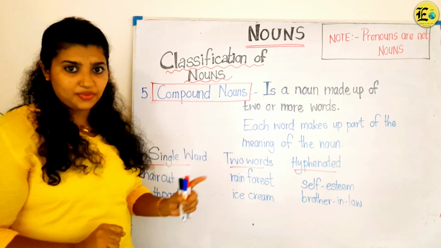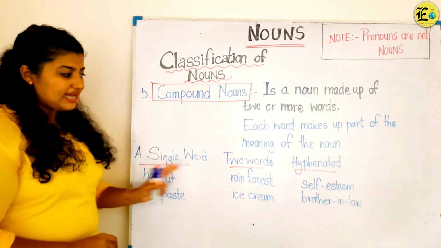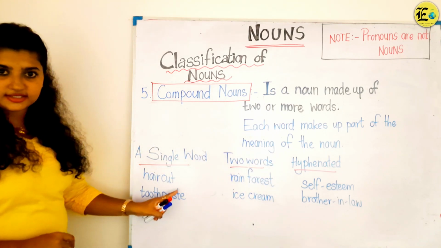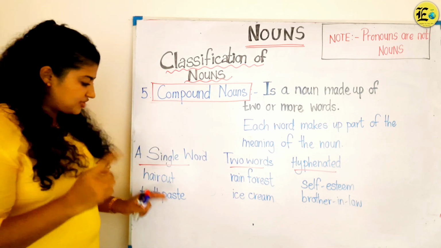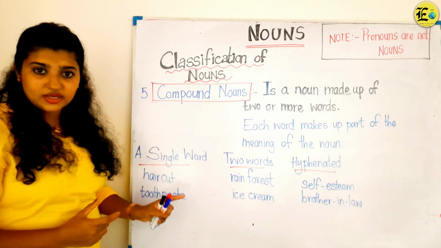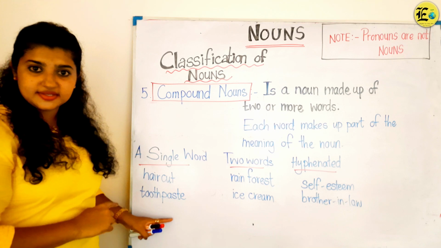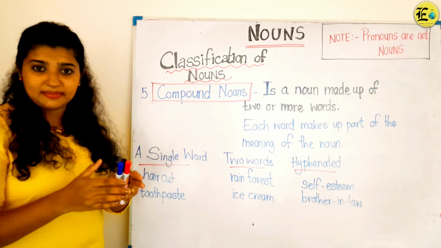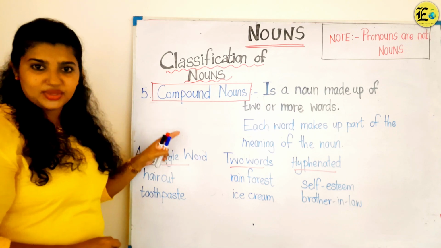There are 3 basic ways in which you can write a compound noun: as a single word, as 2 words, or as hyphenated. Just like this, haircut. In the word haircut, there are 2 individual words, hair and cut, but you join them and prepare a single word, which finally turns into a compound noun. Next one is toothpaste. There also you have 2 individual words or nouns, but you join them and end up with a single word, which again is a compound noun.